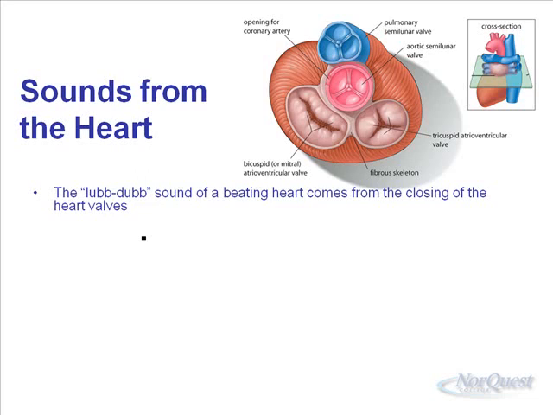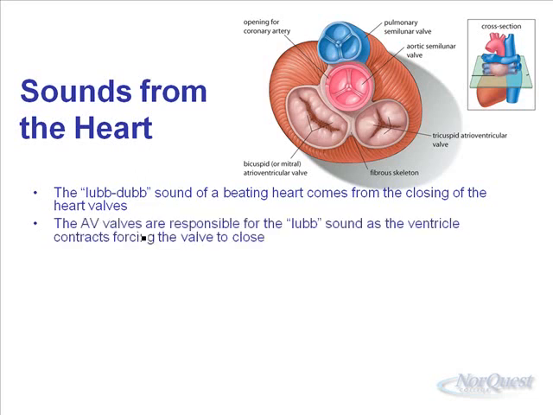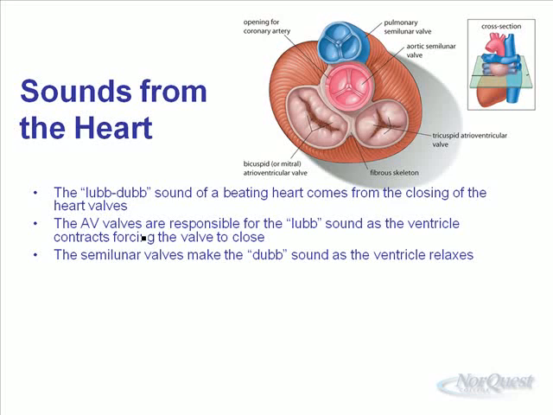Just like closing a door. When the door hits the door frame, it makes a sound. The AV valves, or the atrioventricular valves, are responsible for the first sound, the lub sound. As the ventricle contracts, it forces those valves closed. The semilunar valves are going to open when that ventricle contracts. So a ventricle contracts, it forces the AV valves closed, but it opens up the semilunar ones. When the ventricle relaxes, blood is going to want to flow back down into the ventricles, and that closes the semilunar valves, and that makes a dub sound.